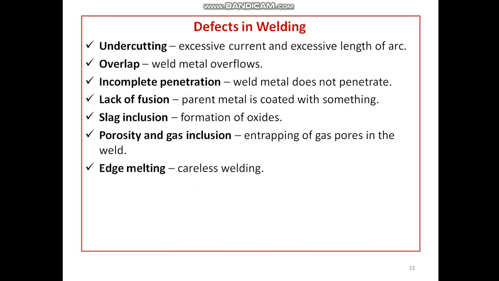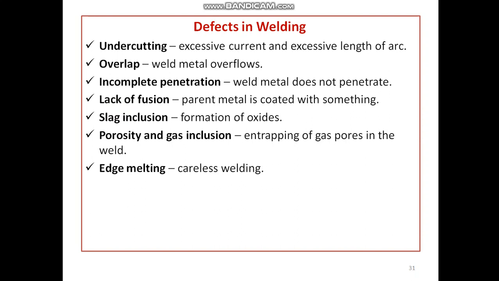Overlap. Usually this happens when the metal overflows the groove but doesn't fuse with the base metal, so because of that we can expect overlaps. Next one is incomplete penetration. When the weld metal does not penetrate completely through the cross section, we can expect incomplete penetration. Next one is lack of fusion. Lack of fusion will take place when the parent metal is coated with some foreign matter, maybe some grease, maybe some oil, or maybe some paints.